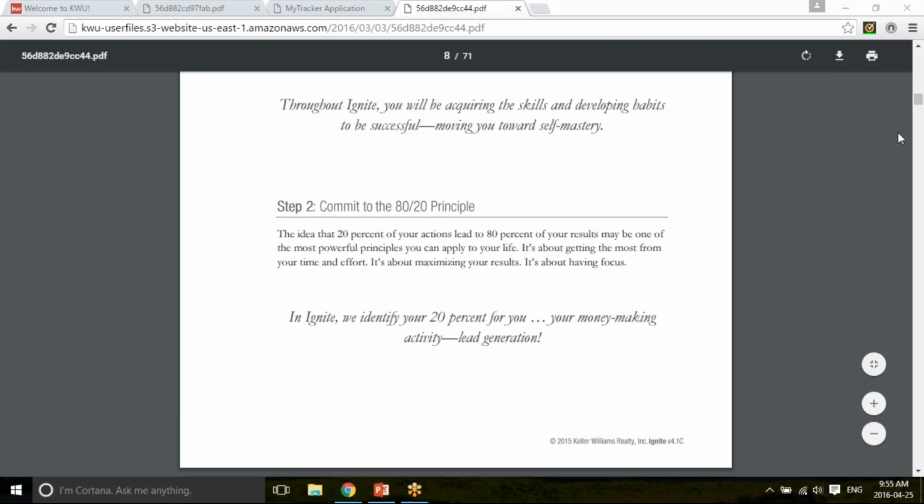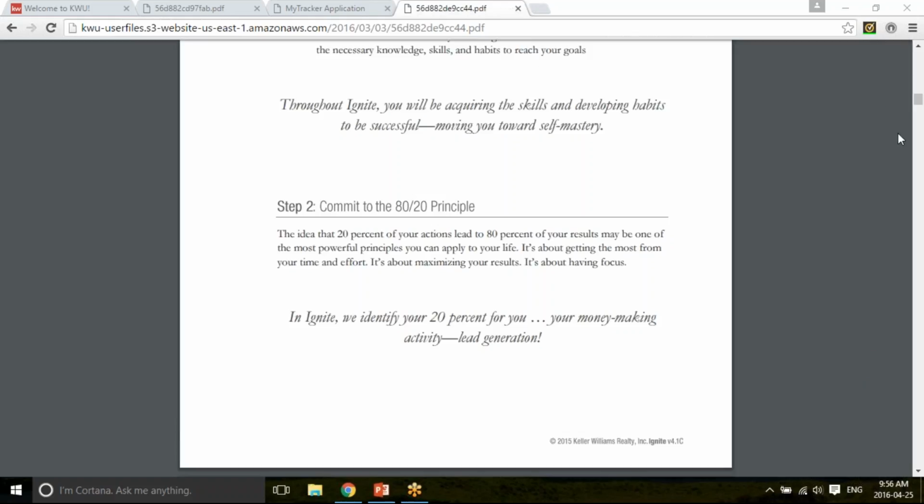Okay, so the 80-20. Who can tell me about the 80-20? Sure. It's just a theory that 20% of the people do 80% of the work. Okay, yes, or business, I should say. But let's talk about activities. We're talking about the 80-20 in terms of activities for your business.